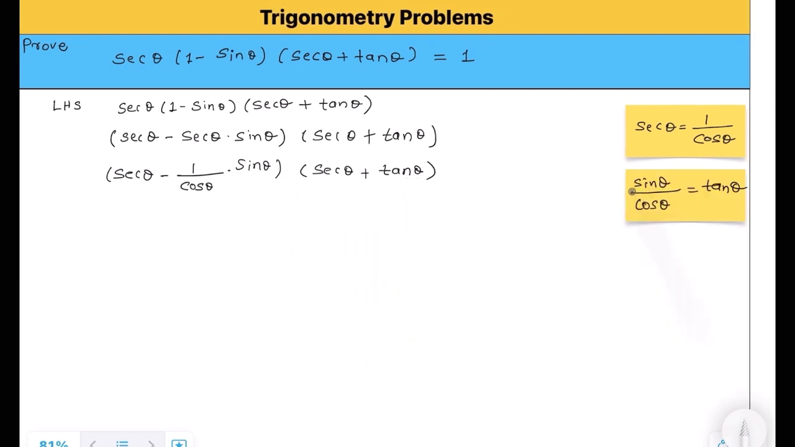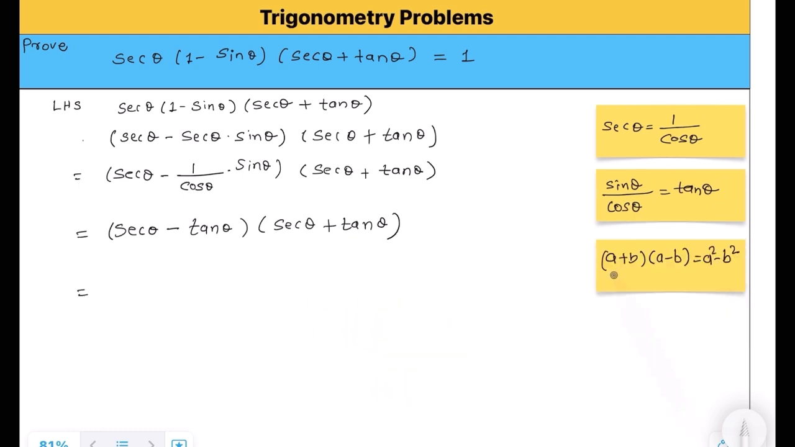What is sin theta upon cos theta? It's tan theta. Do you find sin theta upon cos theta here? Let's replace it with tan theta. What we get is sec theta minus tan theta into bracket sec theta plus tan theta. Now we can use a plus b into bracket a minus b is equal to a square minus b square. Look at here, sec theta minus tan theta into bracket sec theta plus tan theta. What are we going to get? Yes, sec square theta minus tan square theta.